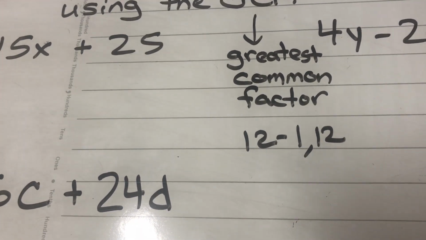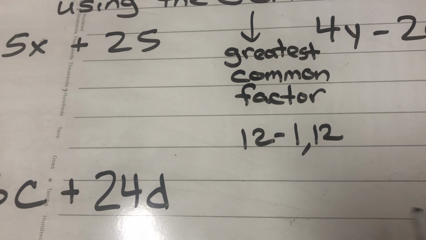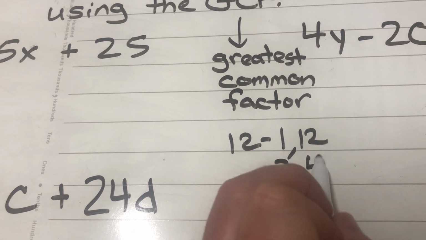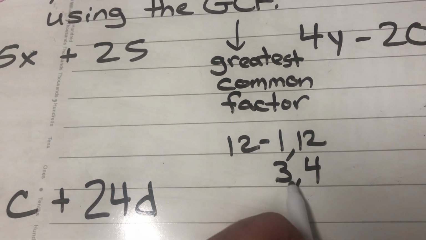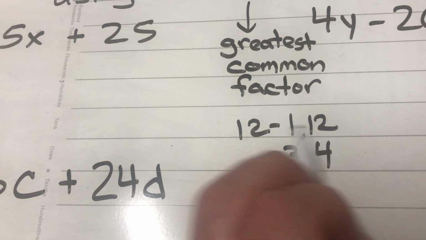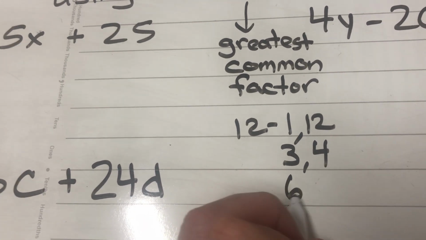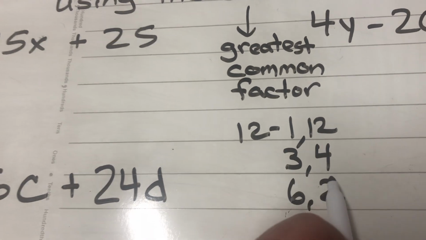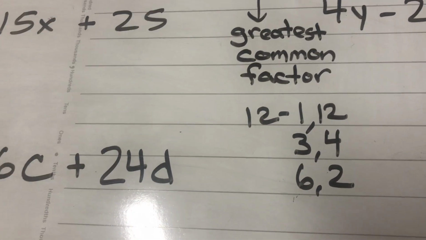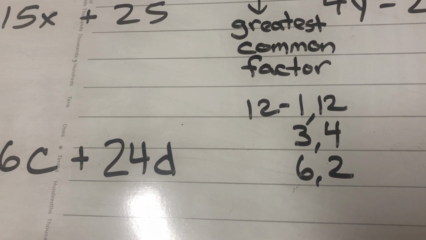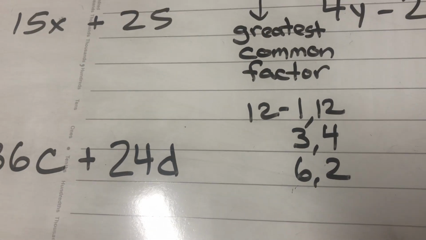1 times 12 is 12. So those would be factors. 3 and 4 would be factors, because 3 times 4 is 12. So both 3 and 4 can evenly go into 12, just like 1 and 12 can go into 12. 6 and 2 would also be factors, because 6 times 2 is 12, and both 6 and 2 can also go evenly into 12. So those would be all the factors.